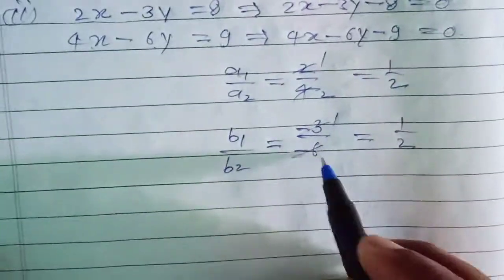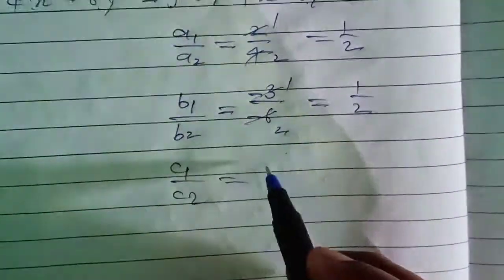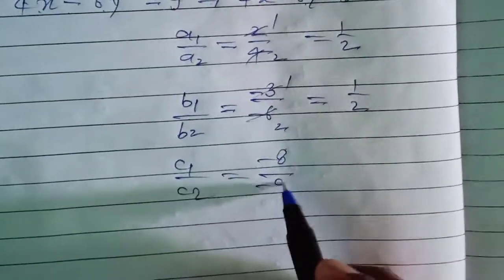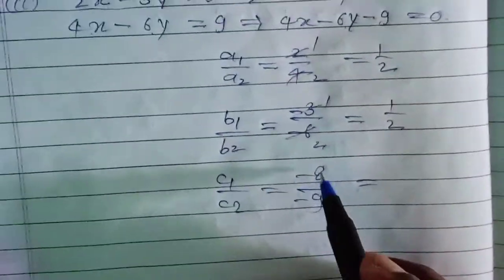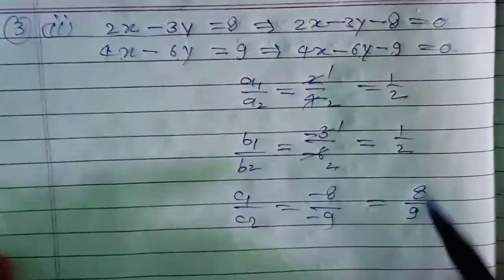3 1s are 3, 3 2s are 6, 1 by 2. c1 by c2: c1 is minus 8, c2 is minus 9. Both are negative, numerator and denominator, so this rational number is positive, 8 by 9.